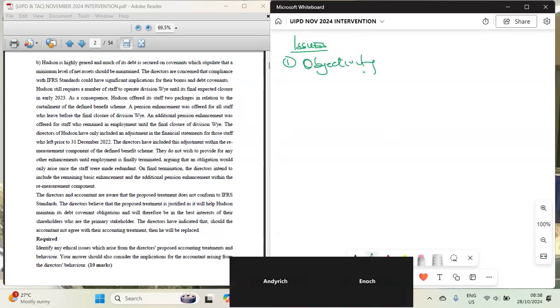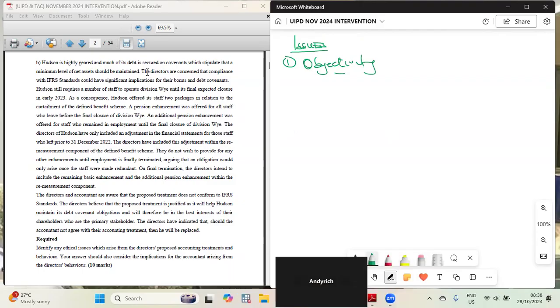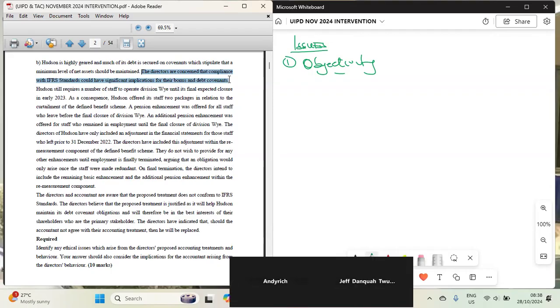So when you read from the second line, it says that the directors are concerned that the compliance with the IFRS standard could have significant implications for their products, which is implying that in the exercise of the powers and authorities given to them, they are forced to be biased to themselves, to their benefits, rather than doing what is supposed to be done. All right.